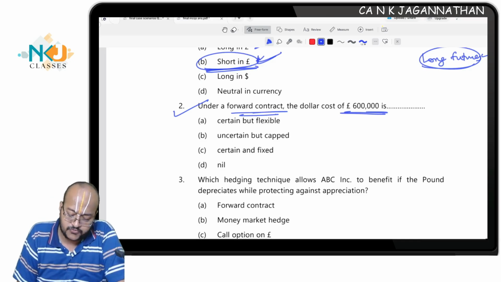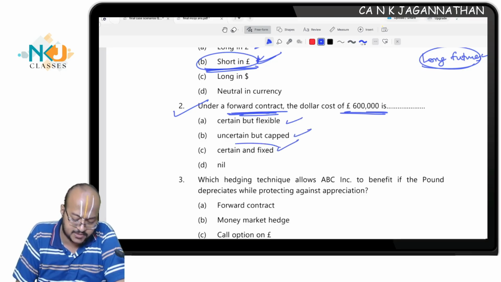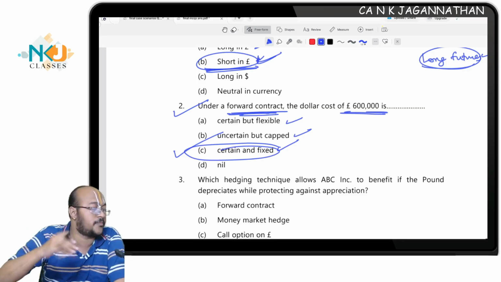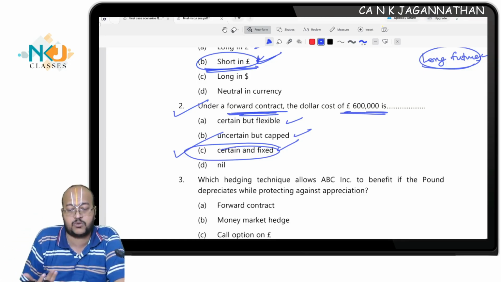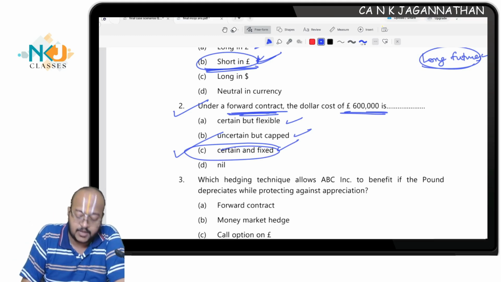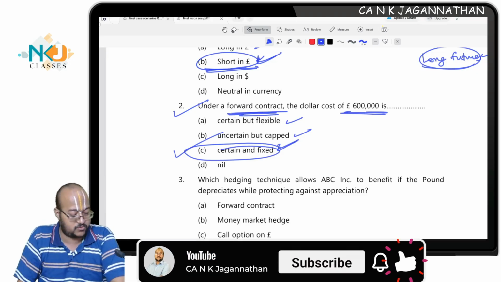Next, under a forward contract, the dollar cost of pound 6 lakhs: certain but flexible, uncertain but capped, certain and fixed, or nil? Certain and fixed. If you enter into a forward rate, it always carries an obligation. There is no choice like a call option. You cannot say, I won't exercise this. Forward is an obligation, so it is certain and fixed. Whatever the exchange rate tomorrow, you have to fulfill the contract.